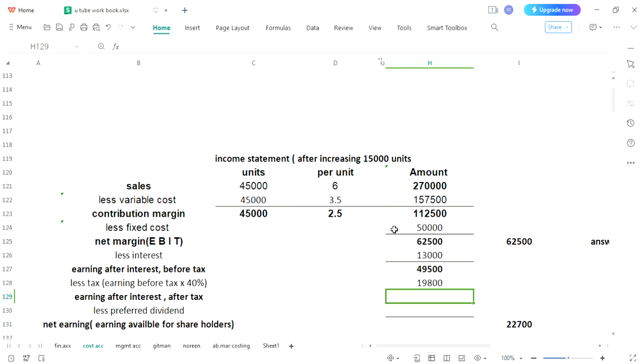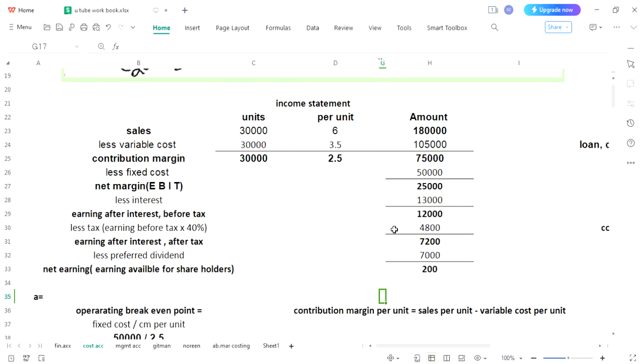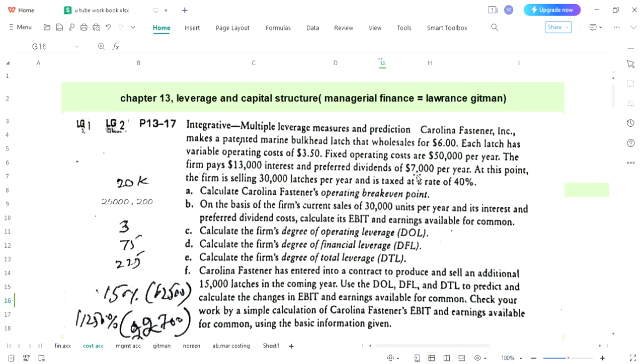Okay, now we can calculate earning after tax, for which we will simply subtract our tax from the previous earning. The previous earning was 49,500 and you will subtract your tax, 19,800. So we have got our earning after tax. Preferred dividend was given over here. Preferred dividend 7,000 is mentioned over here.